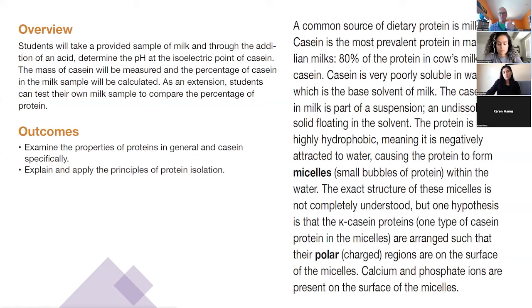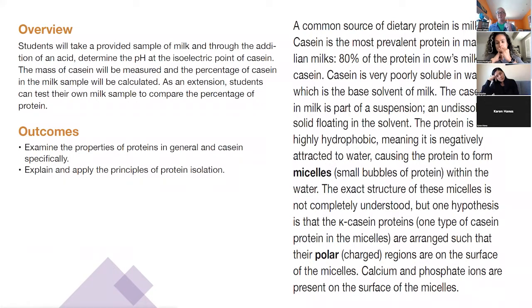So we're going to figure out what the isoelectric point of casein is. We're going to measure the pH of milk before and after acid addition. We're going to determine what the pH is at the isoelectric point of casein. And we will see that at the isoelectric point of casein, it precipitates. It will fall out of solution.